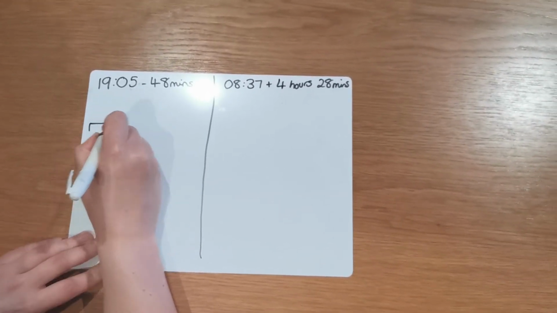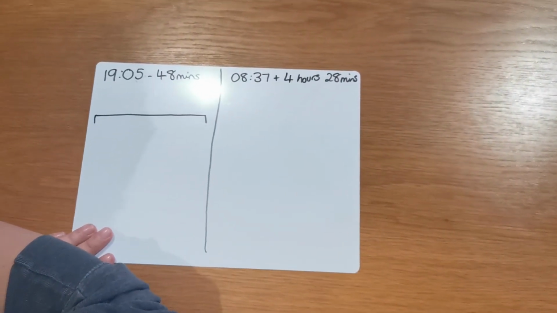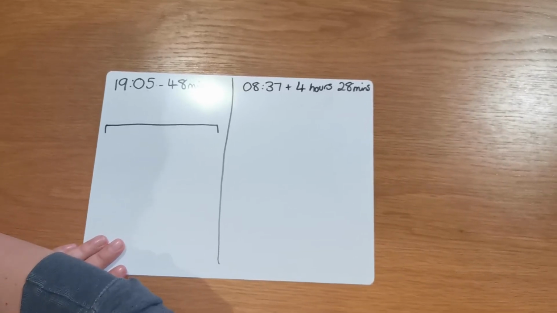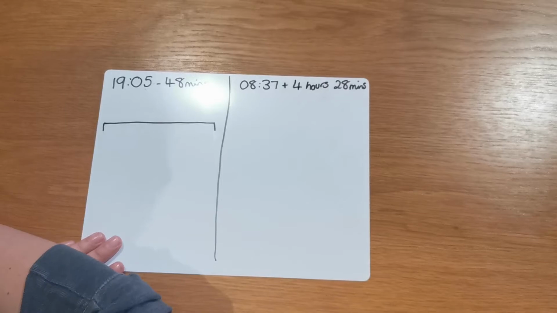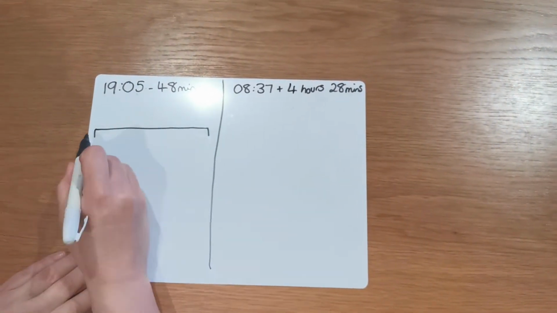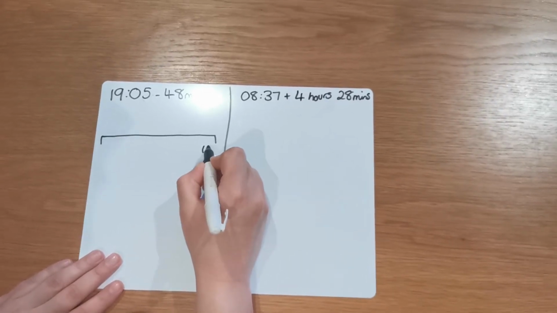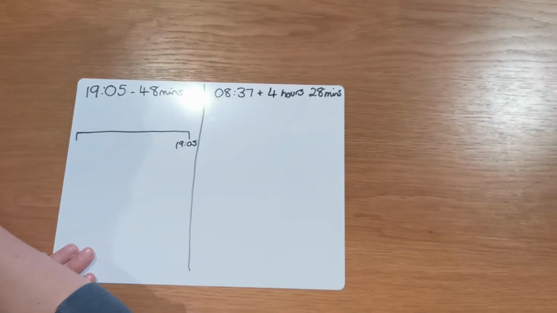Okay, so if we think about that in terms of a real life problem, I could say I need to be at netball training for 19:05 or 7:05 p.m. And it takes me 48 minutes to drive there. What time do I need to leave? It's kind of an example of a problem that would involve this calculation. So I've drawn my number line, and because I'm subtracting the time, I start on the right hand side at the end of the number line.